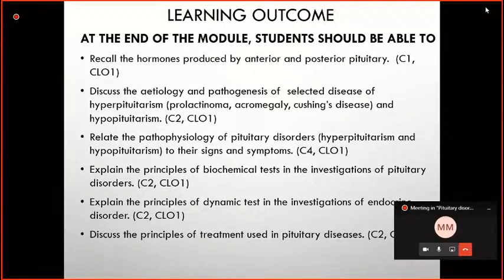We only select a few. There are a lot of disorders, but we are going to discuss hyperpituitarism. For this, we are going to discuss only 3 common hyperpituitarism: prolactinoma, acromegaly, and Cushing disease. We are going to discuss Cushing's in more detail actually in adrenal. And we are going to go through hypopituitarism.